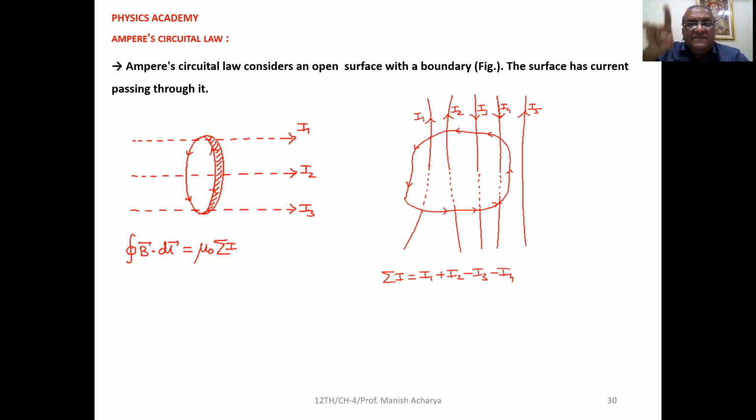But then also the electric field obtained by Gauss's law is due to entire charge distribution. Exactly like that, here also the magnetic field obtained using Ampere's circuital law will be due to entire current distribution. Now, if you want to calculate the net current passing through this loop, then you have to take algebraic summation of all these currents. But which currents we have to take positive and which we have to take negative?